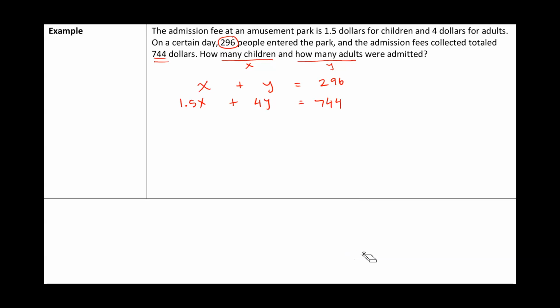So what we have here is two equations. One equation for the number of people, so we have 296 people, and one equation for the amount of money collected. So we collect $1.5 for every kid, which is why we have 1.5x, and then we collect $4 for every adult, which is why we have 4y, and that equals 744. So that is going to be the setup. Now what we're going to do is solve this system using substitution.